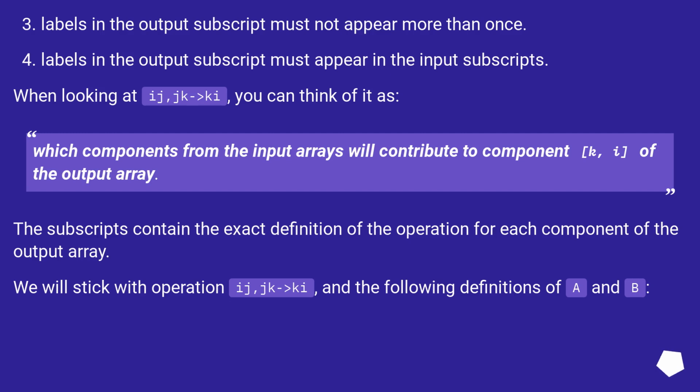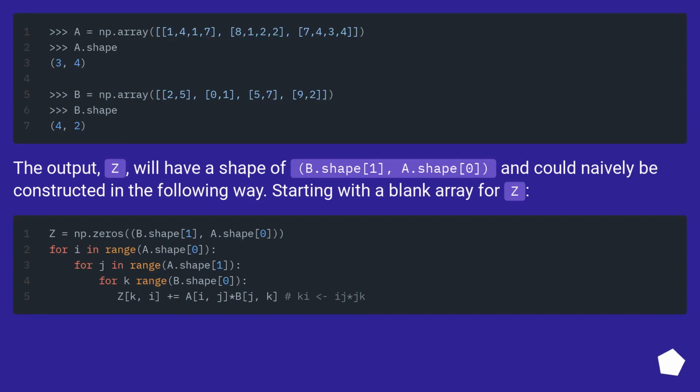When looking at ij,jk->ki, you can think of it as which components from the input arrays will contribute to component k, i of the output array. The subscripts contain the exact definition of the operation for each component of the output array. We will stick with operation ij,jk->ki, and the following definitions of a and b. The output, z, will have a shape of b.shape[1], a.shape[0], and could naively be constructed in the following way. Starting with a blank array for z.